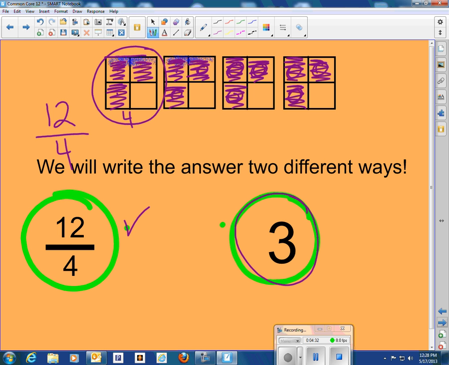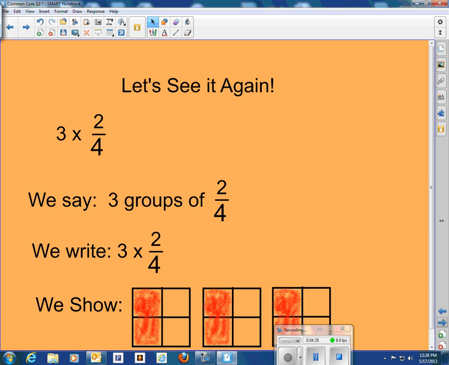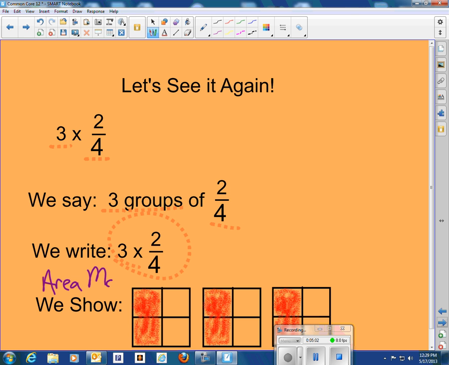All right, let's see it again. I have 3 times 2/4. We say 3 groups, it's our first factor, of 2/4. So we have 2/4 in each group. We're going to write it 3 times 2/4. And we're going to show it in an area model as having 3 groups, 1, 2, 3 groups, with 2/4 in each group.